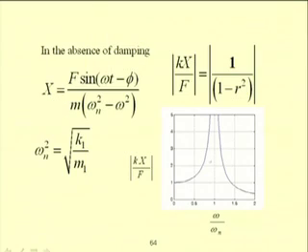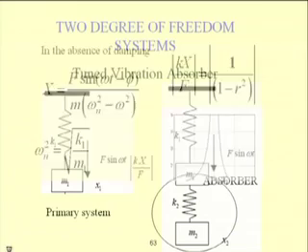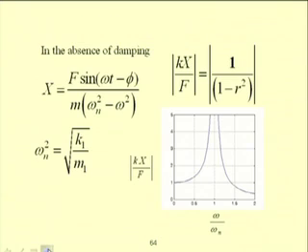Previously the resonance occurred at a frequency omega equal to omega n, as there is no damping in the system. But if one considers damping in the system, then the resonance will occur slightly left of omega by omega n equal to 1. In this case the expression for x equal to f sin(omega t minus phi) by m into (omega n square minus omega square), where omega n is the natural frequency of the primary system, equal to root over k1 by m1. So, this is the external frequency, and this is the amplitude, as the damping is not there.